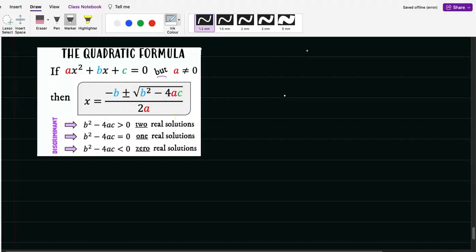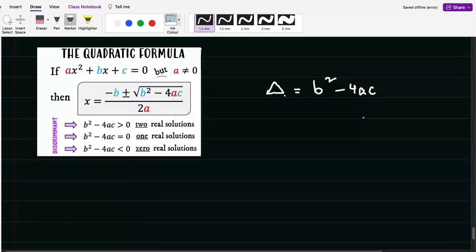One more thing here, attached to this formula is the discriminant. What do you mean by discriminant? Discriminant is denoted by this delta value, and that is b square minus 4ac. So it is helpful in finding the roots.